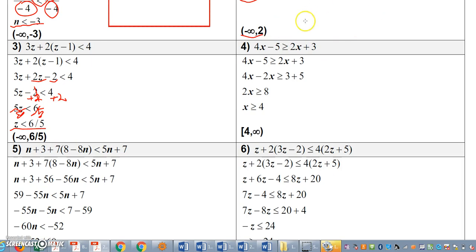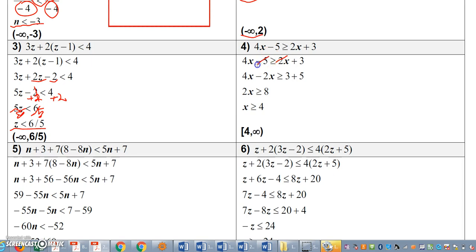Okay, here's another one. Now notice here, my inequality is greater than or equal to. So let's keep an eye on that as we work this. So now, what I'm going to do is subtract 2x from both sides. If I subtract 2x from both sides, it'll cancel that from here, right? And then move the 2x over here, make it a minus 2x. I'm also going to add 5 to both sides.